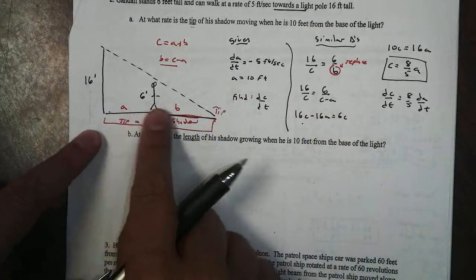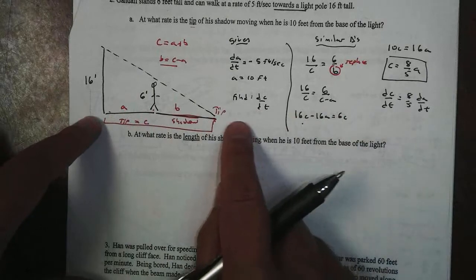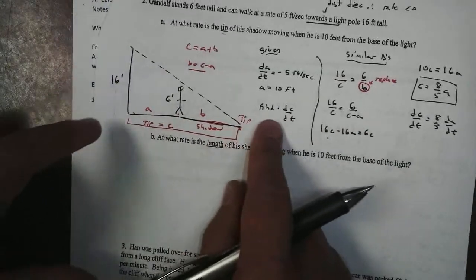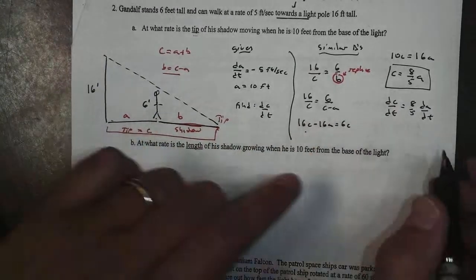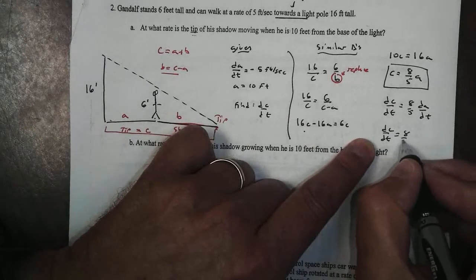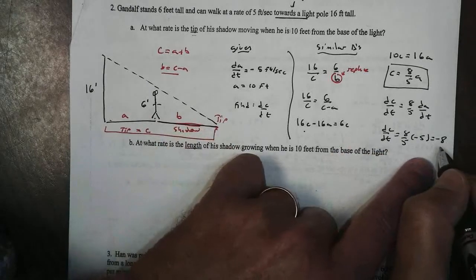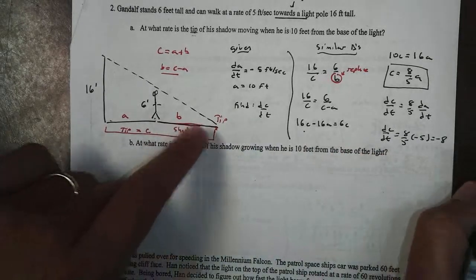No. So what that tells me is that the distance Gandalf is from the light post doesn't determine how fast the tip of his shadow is moving. It's always moving at a constant rate. So I can just plug in dC/dt equals 8 over 5 times negative 5, and we get negative 8. And it should be negative because he's heading towards the light post.